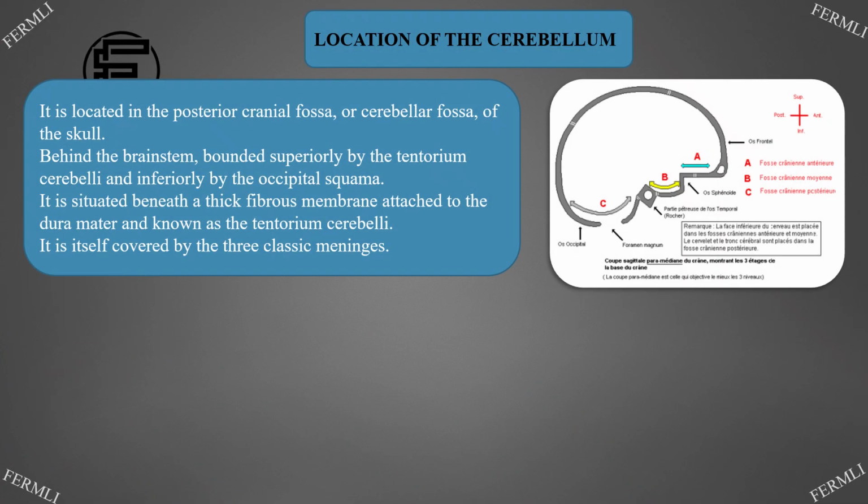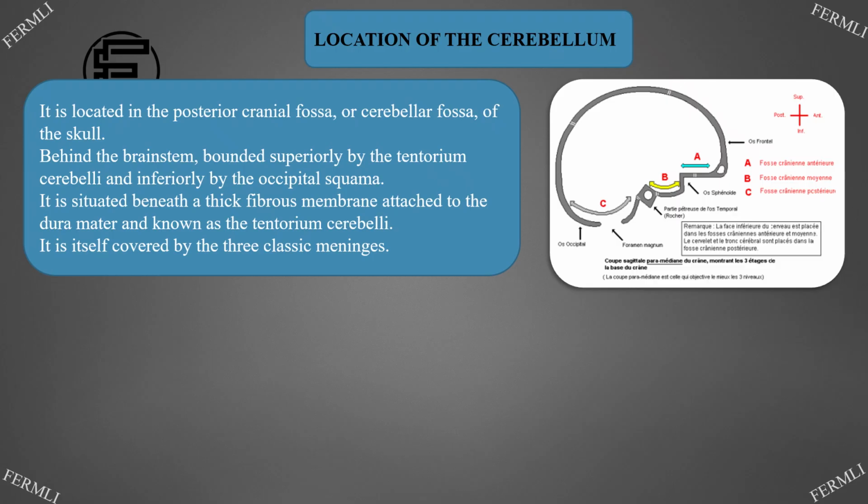Location of the cerebellum. It is located in the posterior cranial fossa, or cerebellar fossa, of the skull, behind the brainstem, bounded superiorly by the tentorium cerebelli and inferiorly by the occipital squama. It is situated beneath a thick fibrous membrane attached to the dura mater, known as the tentorium cerebelli.